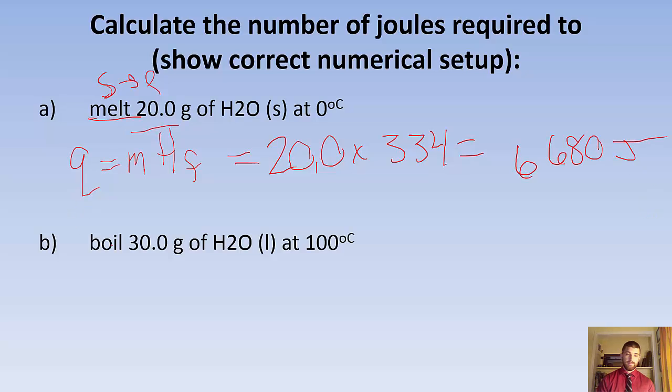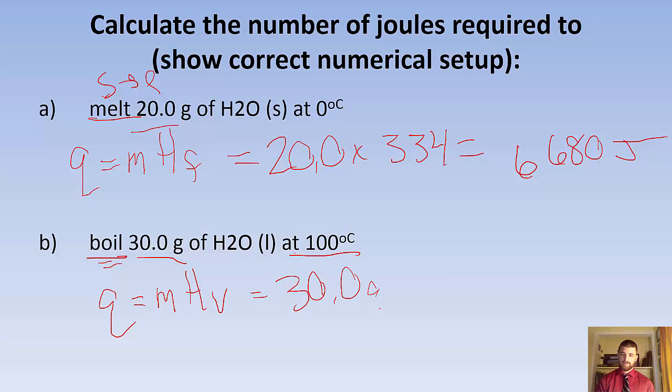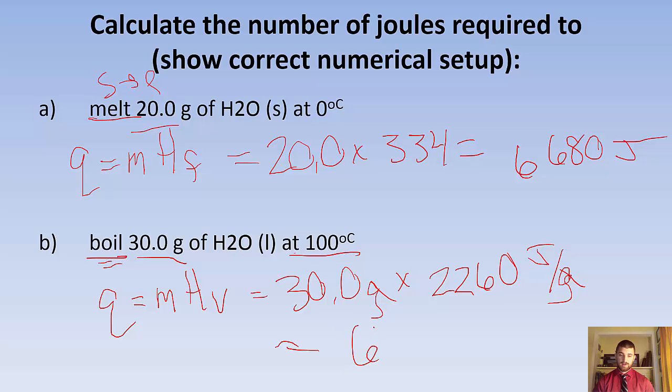Do another one. B, how much energy would it take to boil 30 grams of H2O already at its boiling point? So we're going to use Q equals mHv because we're vaporizing. So we plug and chug, 30.0 grams times 2260 joules per gram. Grams cancels out, and we are left with 67,800 joules. Don't forget units.